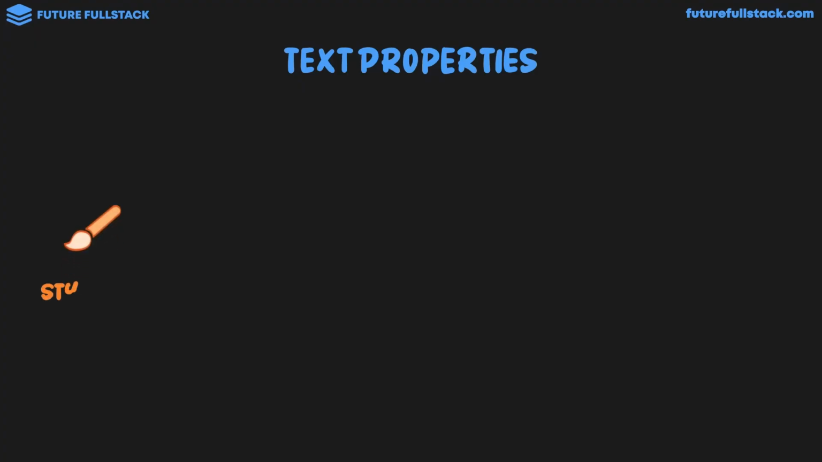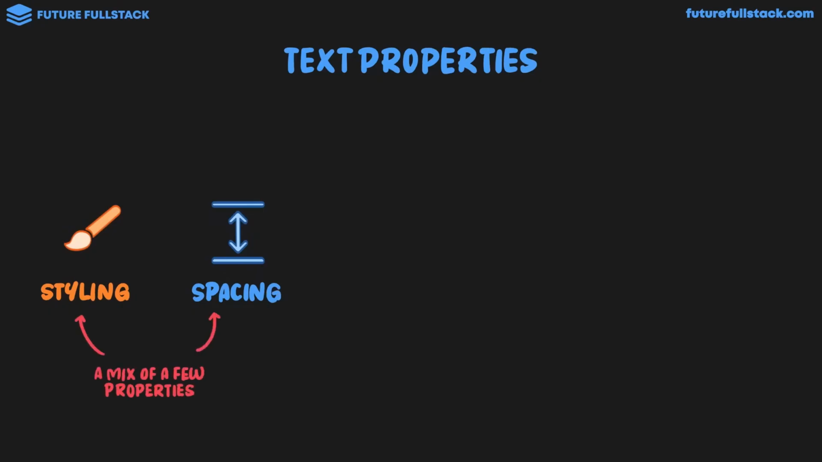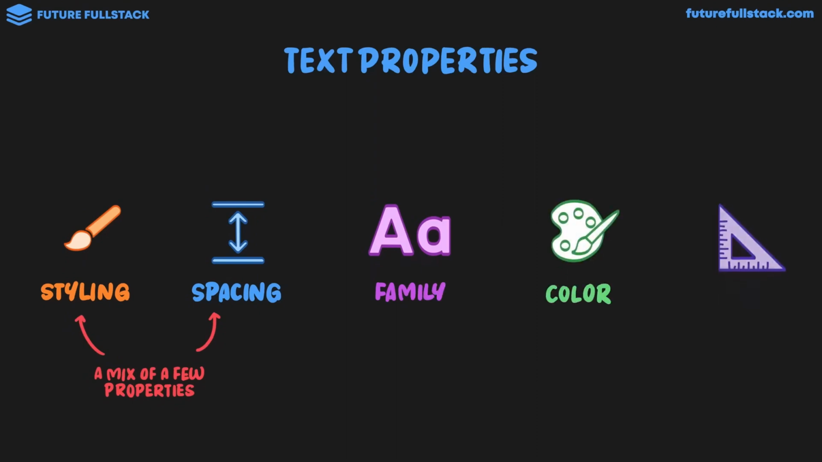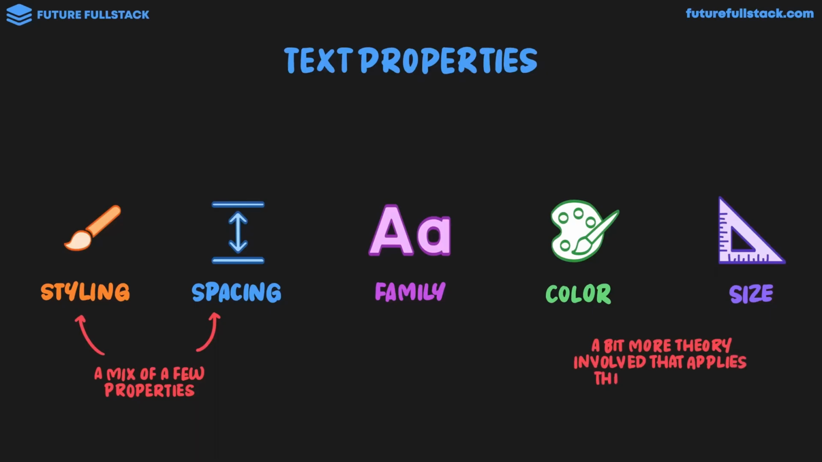The first is styling, the second is spacing, and both of these categories have a mix of a few properties. The third one is family, which is about fonts. The fourth one is color, and the fifth one is size. When it comes to color and size, there is a bit more theory involved that applies throughout CSS. So in this chapter, we're focusing on text styling.